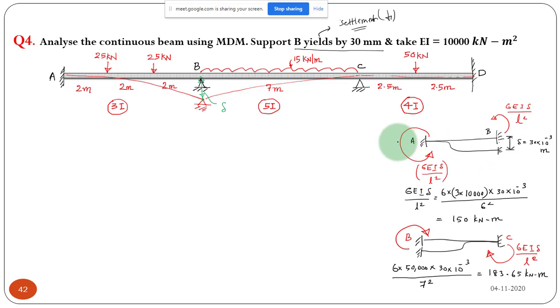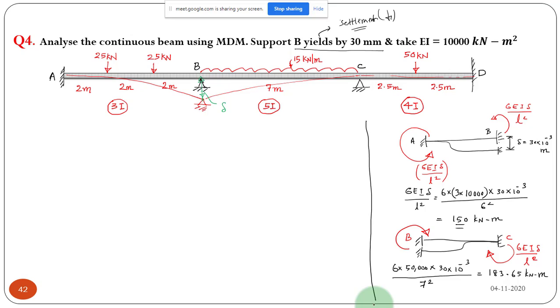The direction you have to understand: this will be anti-clockwise and this will be clockwise. Another mistake is that for the 6EIΔ by L square value, for both spans we take the same answer. That is also wrong, so you have to do it very carefully. This is 150 anti-clockwise at both joints A and B for the beam AB, and this 183 clockwise moment at both joints B and C for the span BC. So only this is an additional step, the remaining procedure is the same.